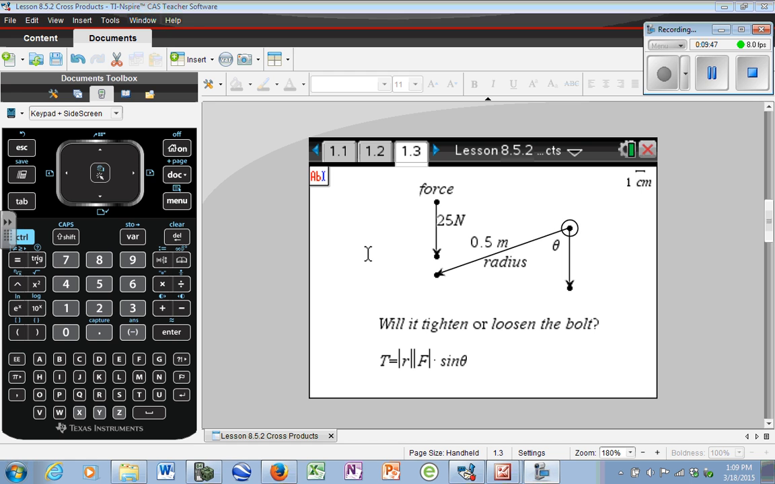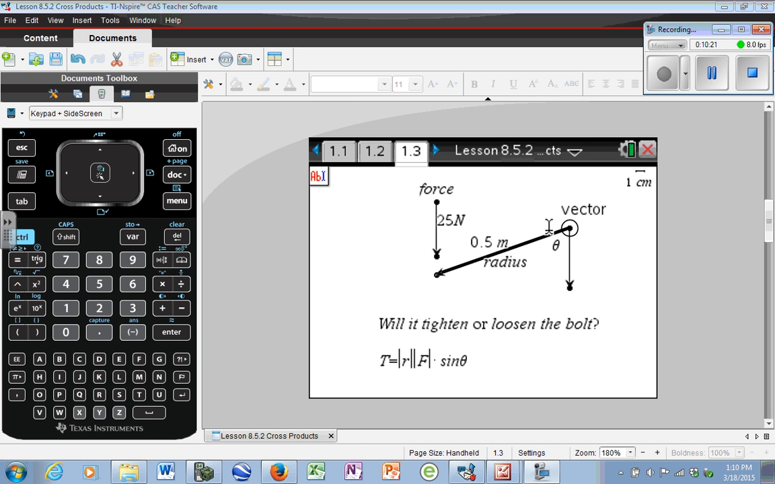You're always going to be pushing at a 90-degree angle, or oftentimes you are, because that's how you're going to get the most torque, the most twist out of it. So what I've done here is I've just taken this vector here and moved it over and made it so that they're both originating from the same point, the radius and force vector. Now in the problem it says that the angle up here was 40, but if I drop this down here, that makes this angle 50 degrees.